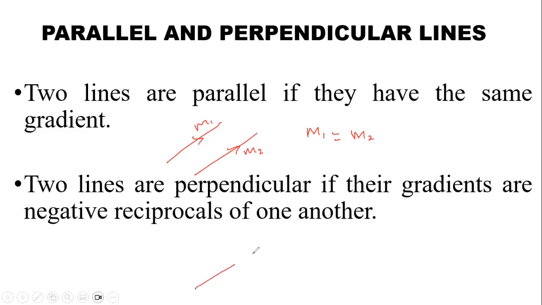Also, two lines are said to be perpendicular if their gradients are negative reciprocal of one another. So if, say, this is a line with gradient M1 and this is a line with gradient M2, then the gradient of M2 should be equal to the negative reciprocal of M1, or M1 should be equal to the negative reciprocal of M2. In other words, the product of the two gradients M1 times M2 should be equal to -1.